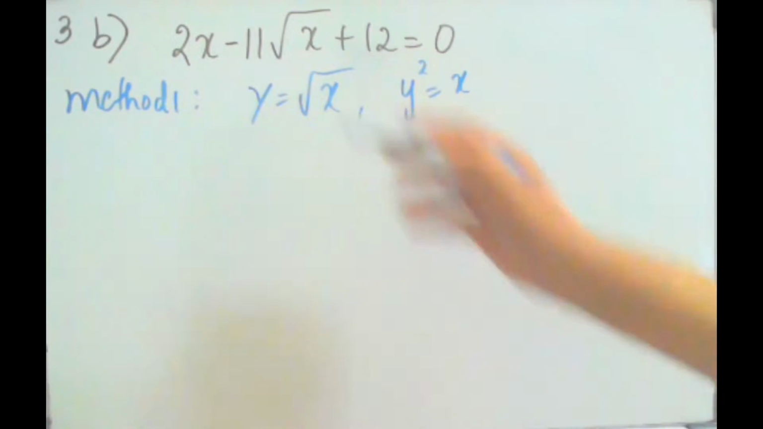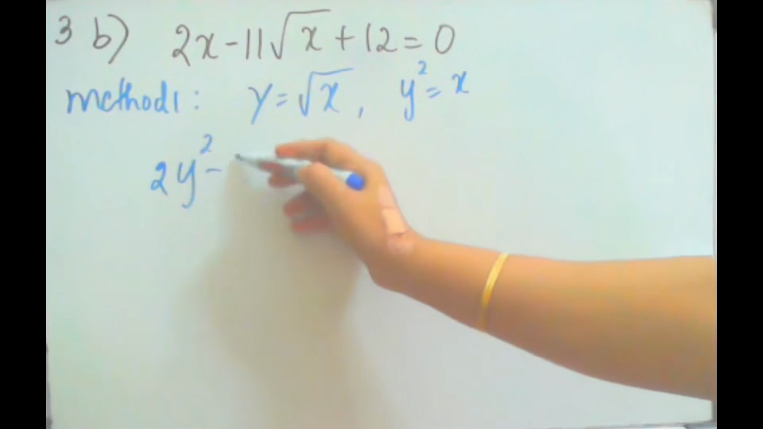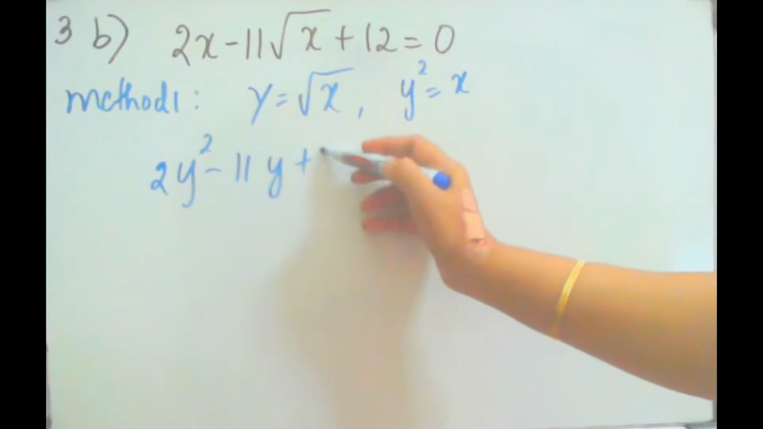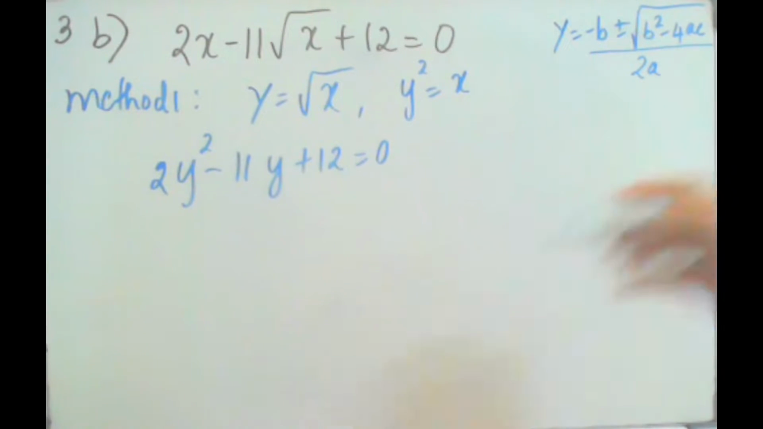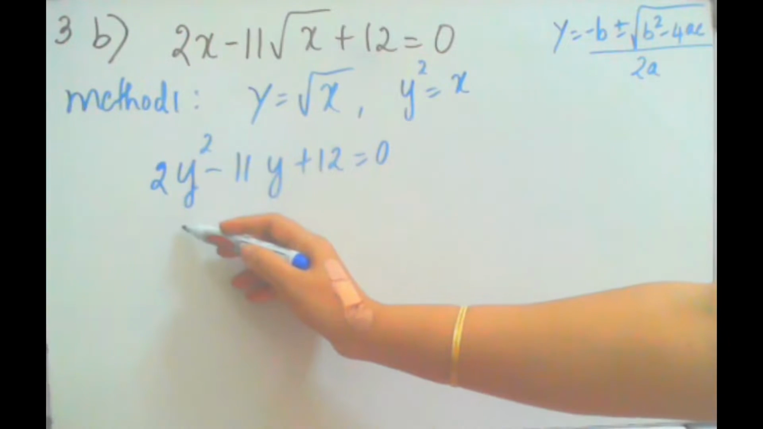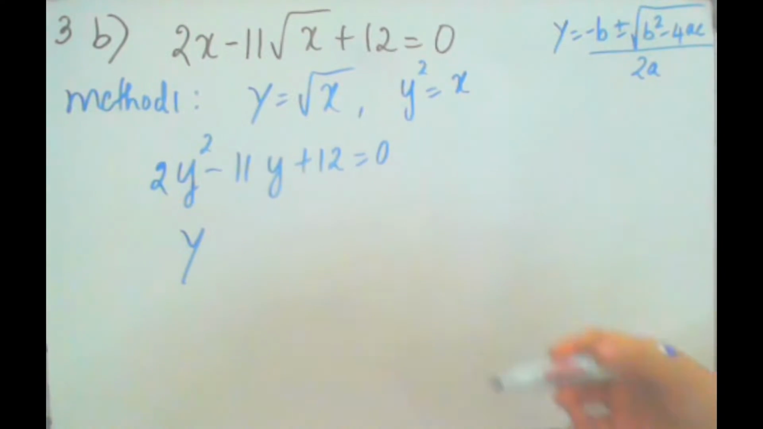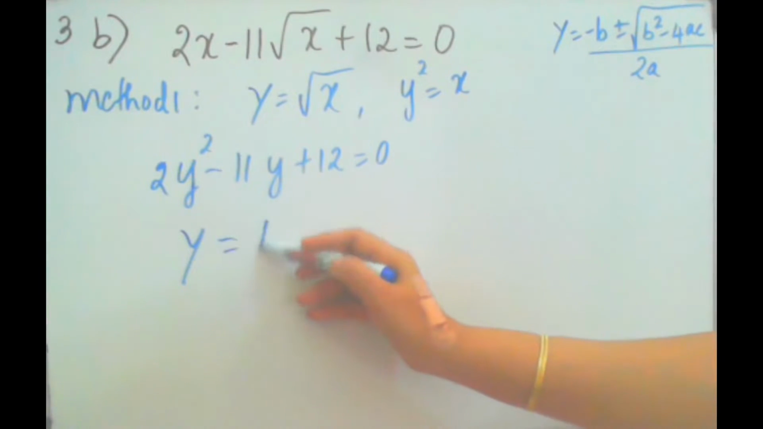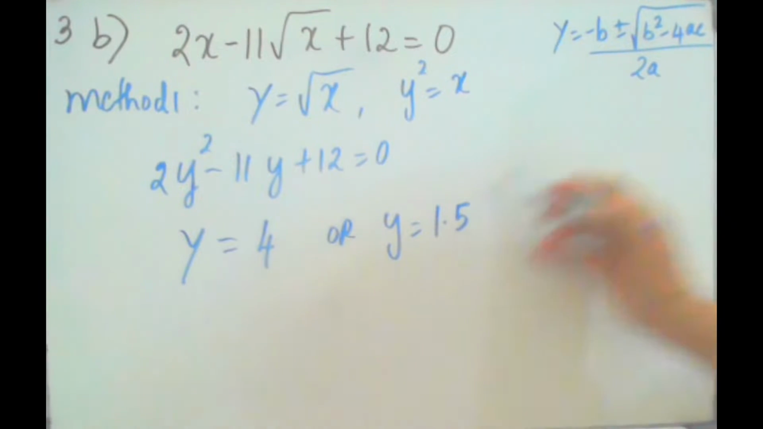So method 1, we will substitute y as root x, so that when we do y square, we get x. Now rewriting the equation, 2 into y square minus 11 root x, which is y, plus 12 equal to 0. So use the formula y equal to minus b plus or minus square root of b square minus 4ac whole divided by 2a to solve this quadratic. If you solve it with this formula, we get two values for y. One is 4, and the other value that you get is 1.5.